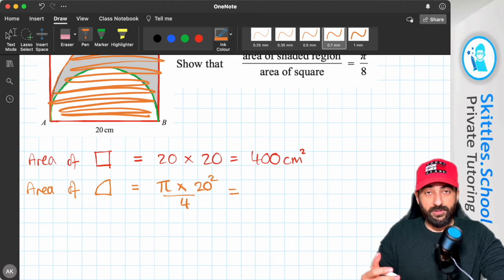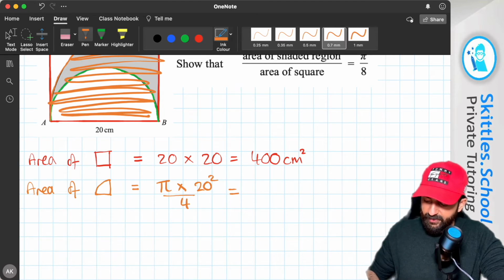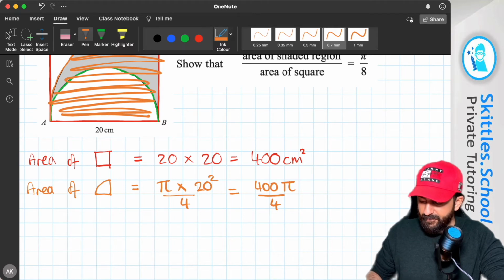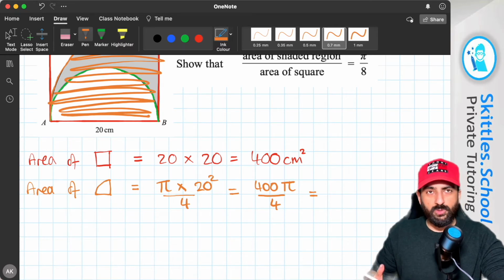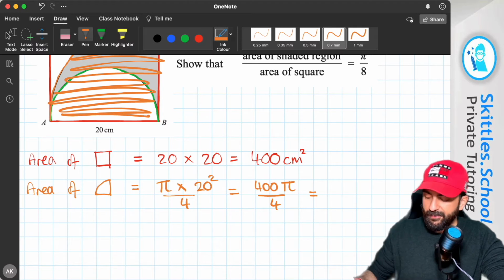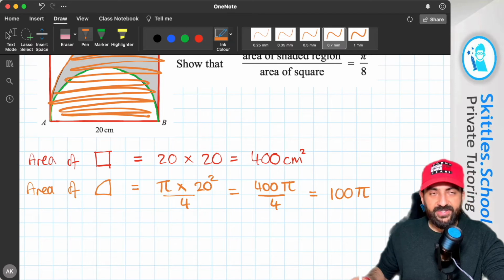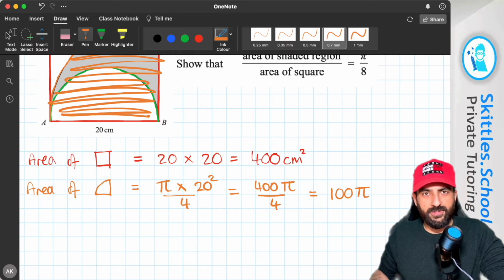And this we can solve in terms of pi. So 20 squared is 400. So the numerator is 400 times pi, or 400 pi. And the denominator is still 4. So 400 pi divided by 4 is 100 pi. So that's the area of the quarter of the circle, the orange shape.